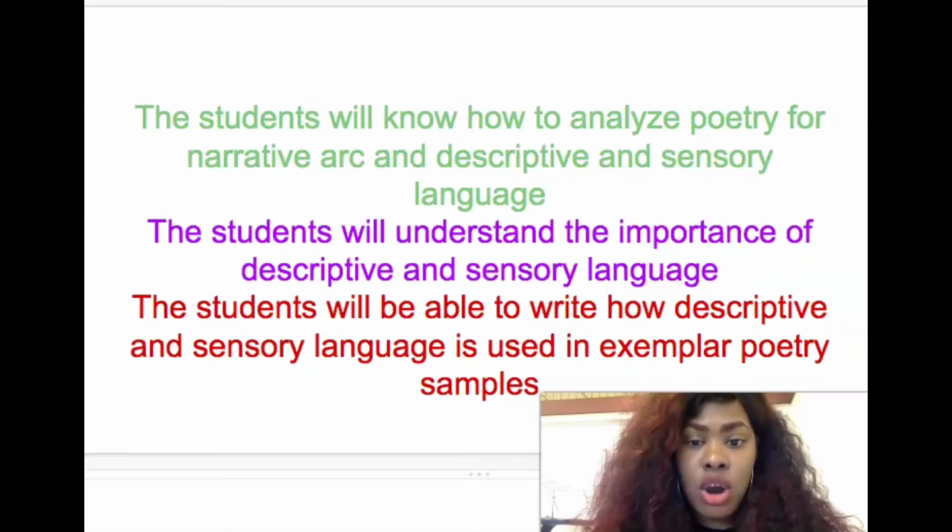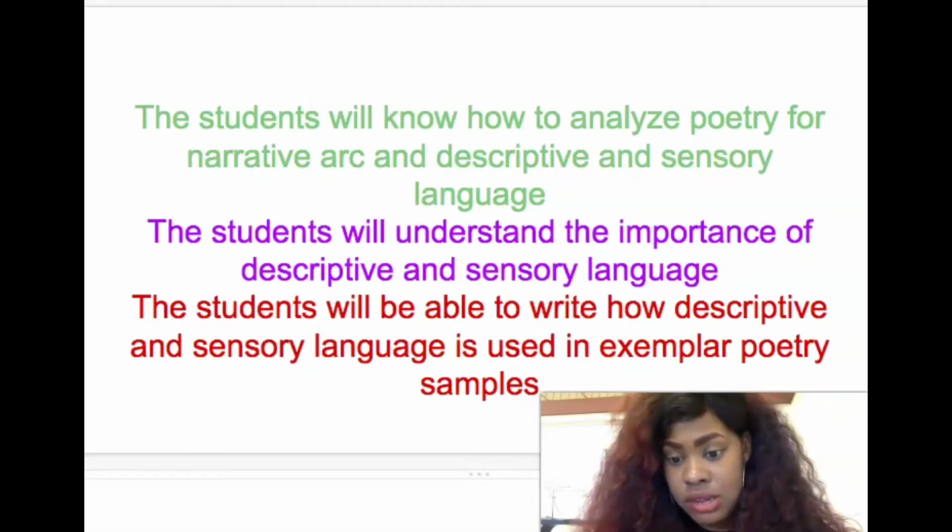Today, we are going to start doing some more work in analyzing poetry and our narrative arc and our descriptive and sensory language. And we are getting ready for our end of module task. This is going to be a major grade as well. So we want to make sure that we're paying attention to these next 5 lessons.